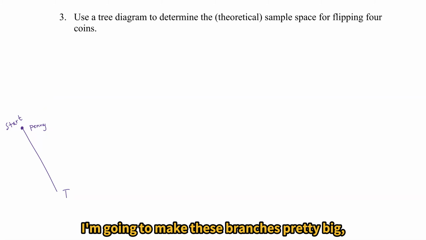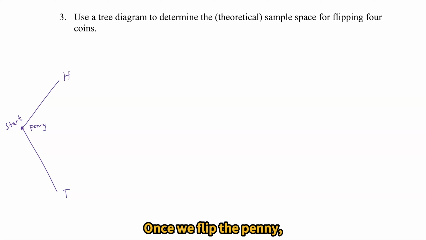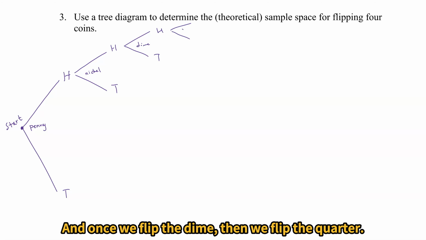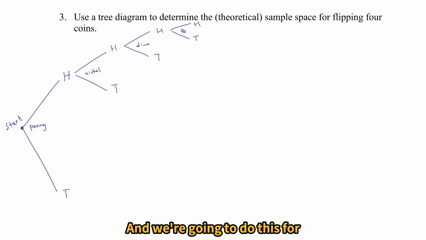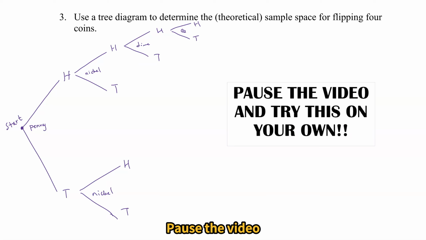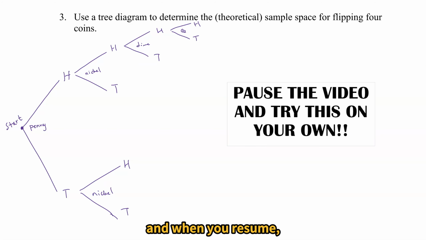And I'm going to make these branches pretty big because I've got to do this 4 times. Once we flip the penny, then we flip the nickel. When we flip the nickel, then we flip the dime. And once we flip the dime, then we flip the quarter. And we're going to do this for every single branch. So on the tails too, nickel. Pause the video and fill out that tree diagram on your own. And when you resume, you can see the answer.